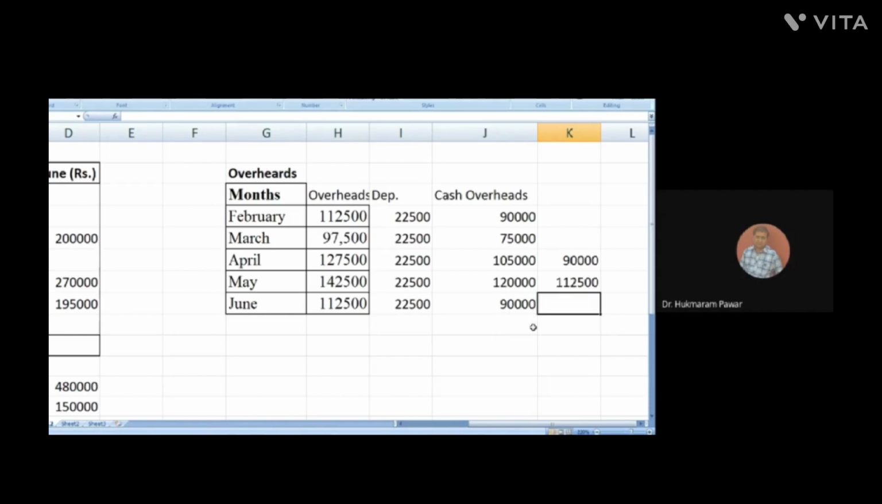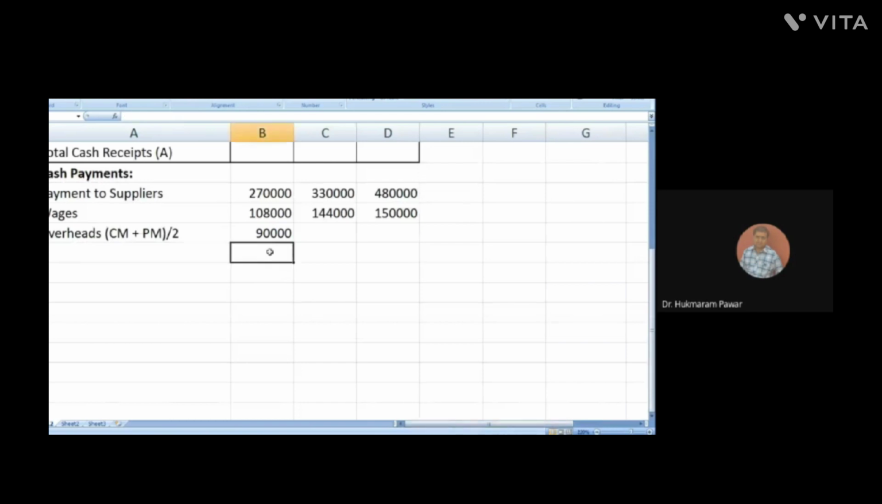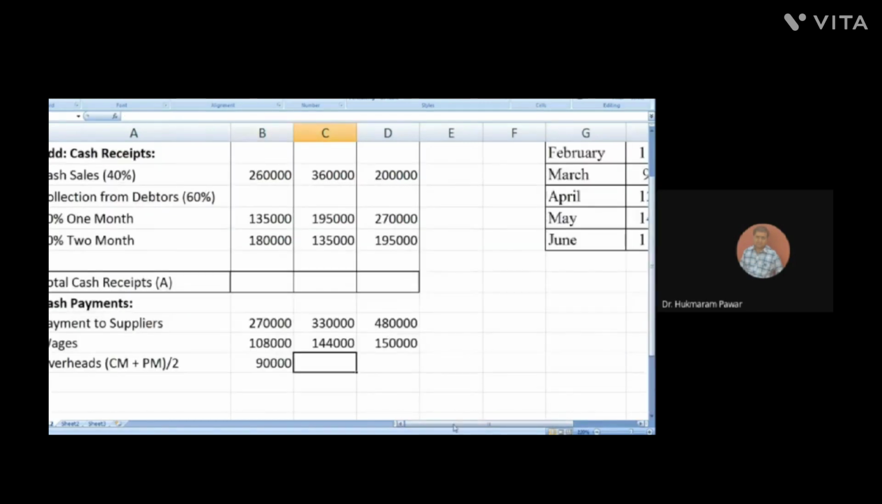And for the third month, current month plus previous month divided by 2. Got it or not? Yes, sir. So 90,000, 1,12,500 and 1,05,000. These are the amounts. Here we have already written 90,000, then 1,12,500, and last is 1,05,000. Hope you understand. Any question? No question.